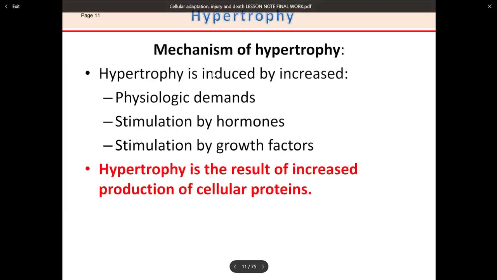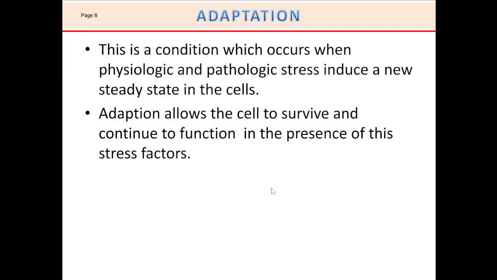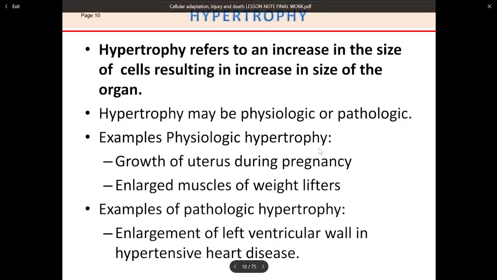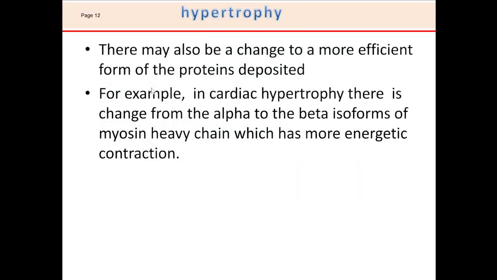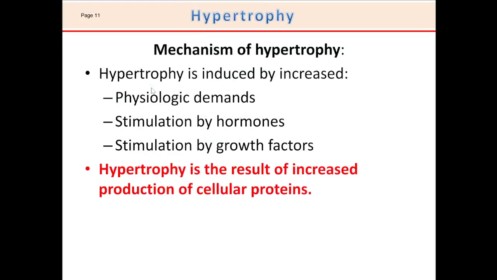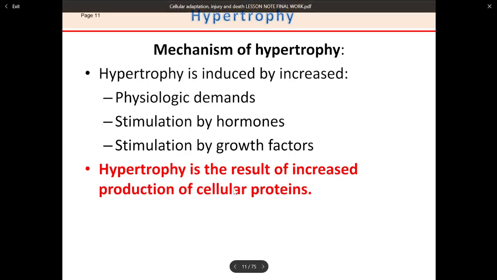Now, the mechanisms for hypertrophy include: hypertrophy is induced by increase in physiologic demand, stimulation by hormones, and stimulation by growth factors. Hypertrophy is a result of increased production of cellular protein. So, from the definition, hypertrophy refers to an increase in the size of cells resulting in increase in the size of the organ. The increase in the size of the cell occurs when there is increase in the production of cellular protein, right? That's the mechanism of action. Hypertrophy is a result of increase in the production of cellular protein.